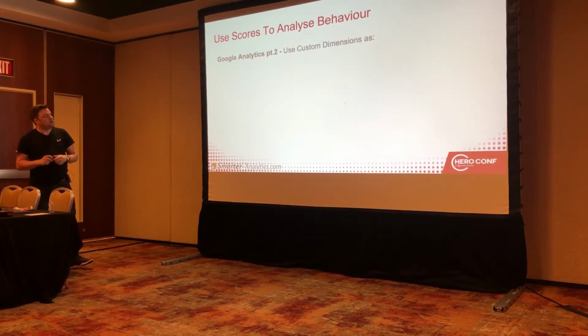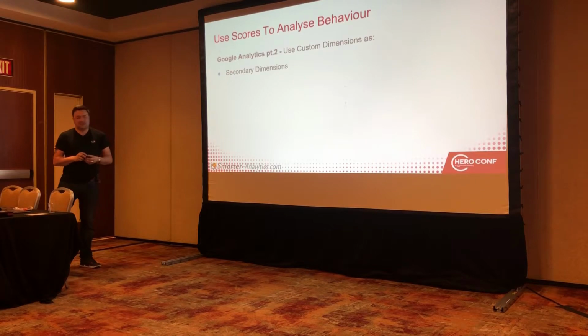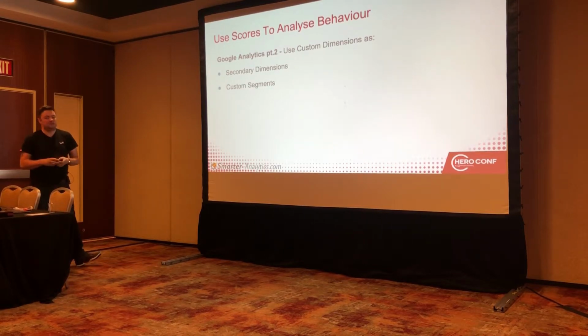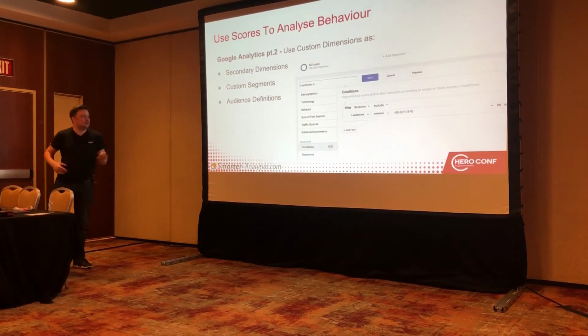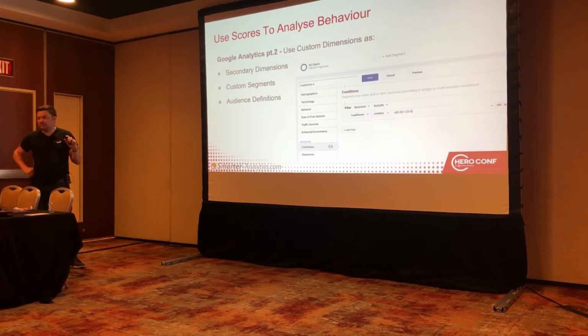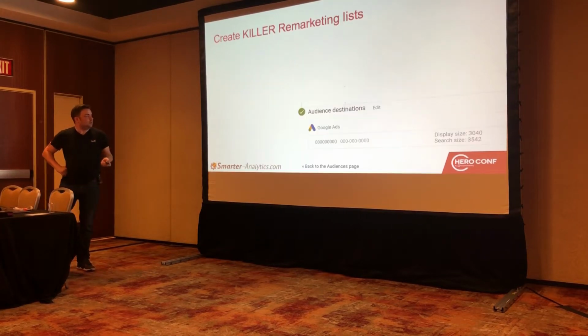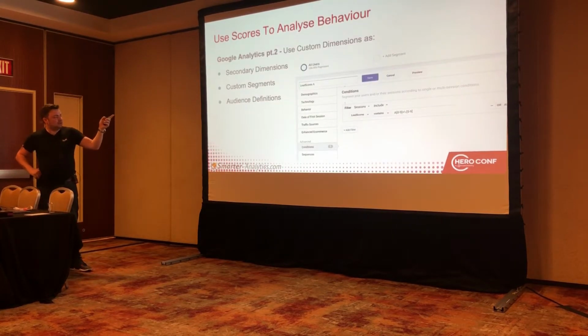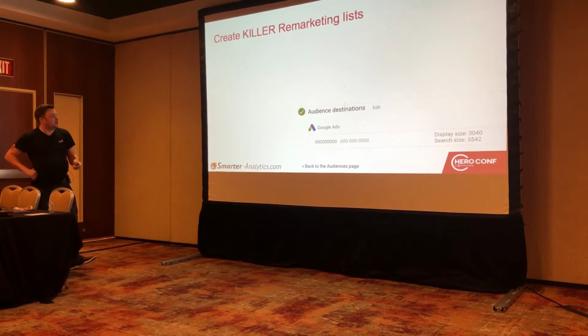Google Analytics Part 2, use custom dimensions as secondary dimensions. You can use them as custom segments. You can use them in advanced audience definitions, hence being able to apply that to remarketing lists. So you've got lead score there. On the custom segments, you can start defining which scores you want to see.